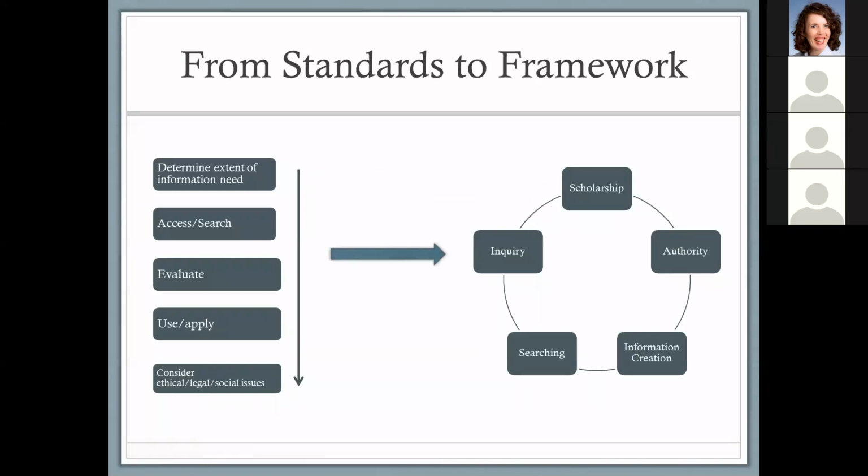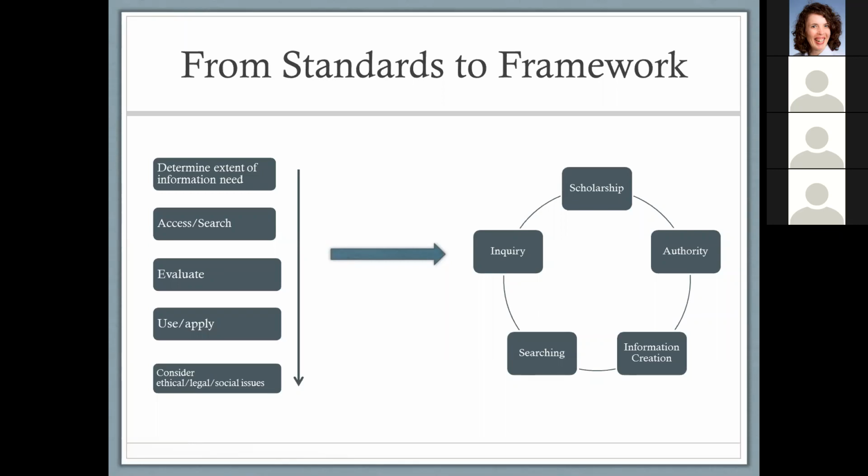But over time, I think many of us began to see that this was a very prescriptive checklist approach. I've represented this on the left side of the screen in a very high level way. That is, students are expected to determine the extent of the information need, to concentrate on access and search, to evaluate, to use and apply, and to consider the ethical, legal and social issues in this fairly linear checklist way. And of course, if you look at the document itself for the ACRL standards, you would see how detailed some of those are, with performance indicators or specific learning outcomes specified.